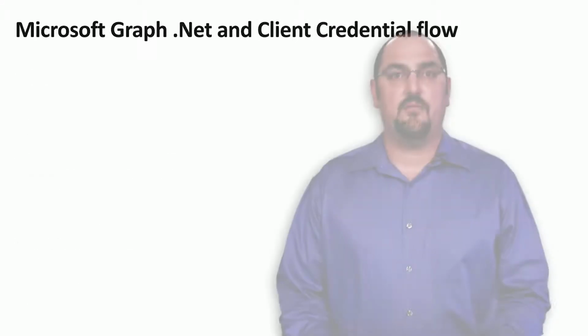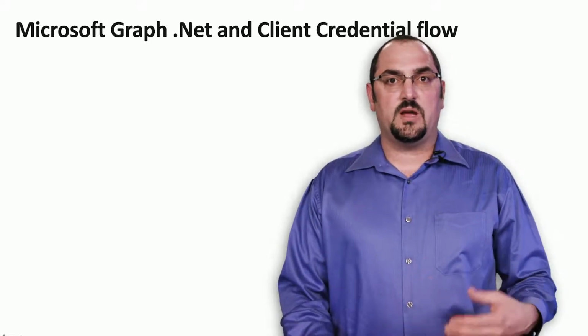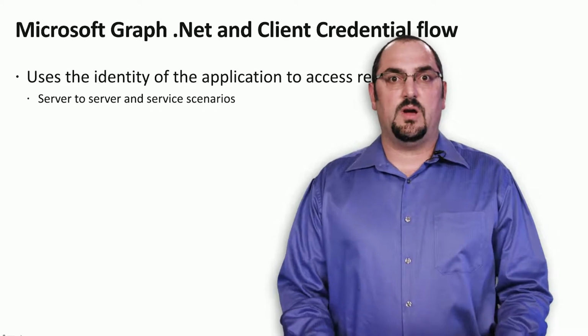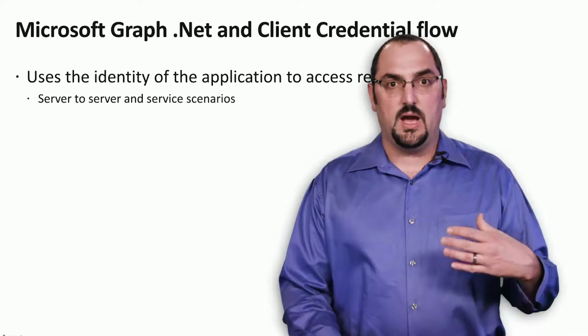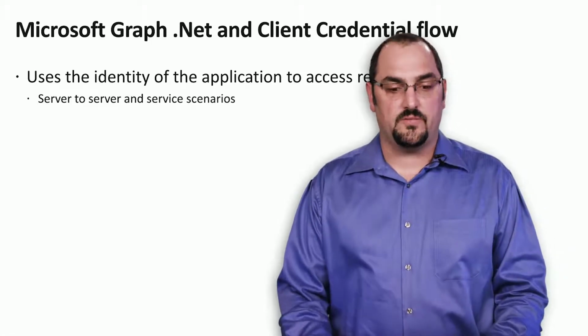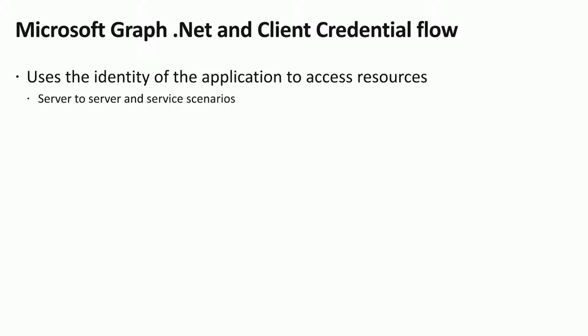So now let's go and talk about the client credential flow for Microsoft Graph. Before we go any further, I'd like to talk about how in our demo we are using client credential flow as a way to get a token for our client library. First off, the client credential flow uses the identity of the application to access resources. This enables server-to-server and service scenarios. Basically, these are scenarios where a user is not directly interacting with the application.